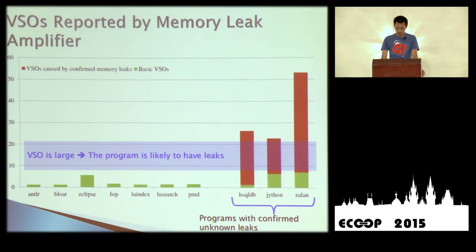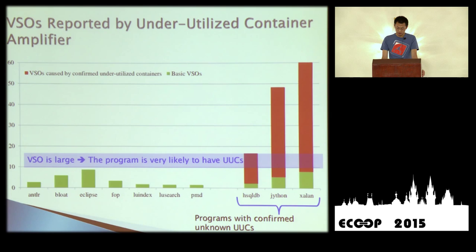This is the virtual space overhead reported by our underutilized container amplifier. So the results are similar to the previous one. And there are three exceptions. Most of the programs have very small virtual space overhead. And after fixing the problems, their virtual space overhead was also reduced to the normal range, which is below 10.